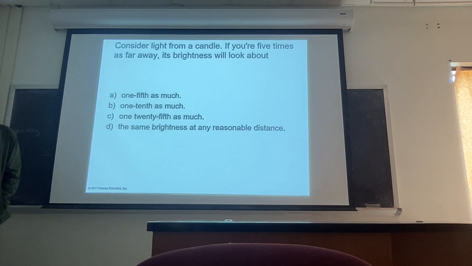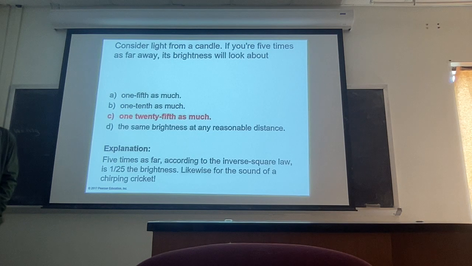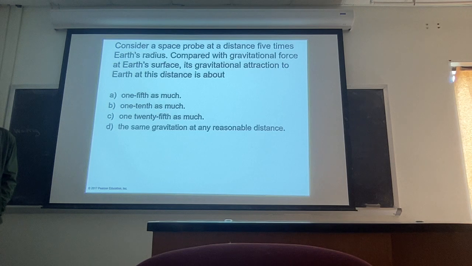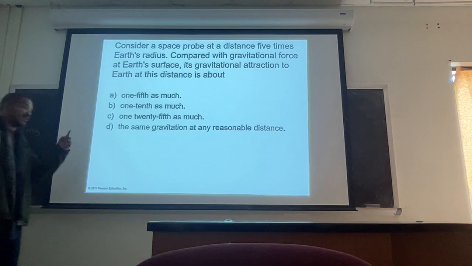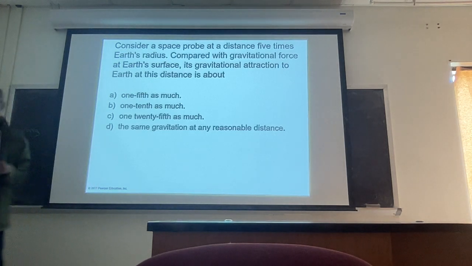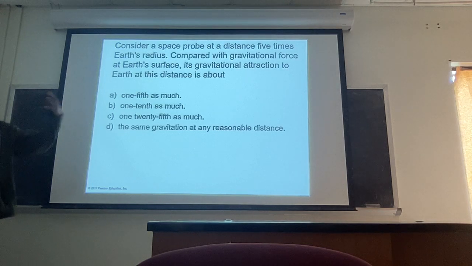All right, consider light from a candle. If it's 5 times as far away, its brightness will look about... I don't like this one. So all this is that 1 over that inverse square relationship, right? Meaning the further things are away, the less they interact. Closer they are, the more they interact. So should we see? You say C?